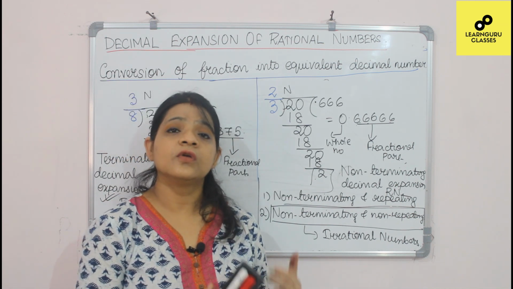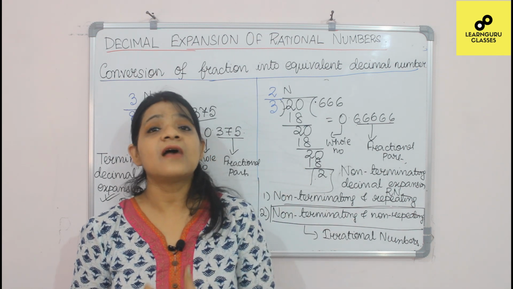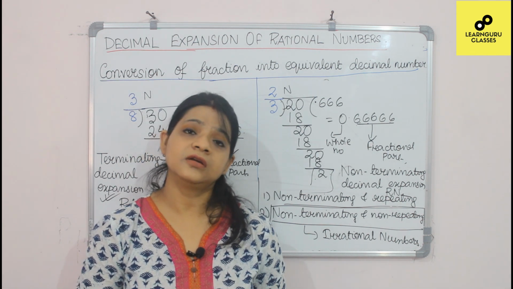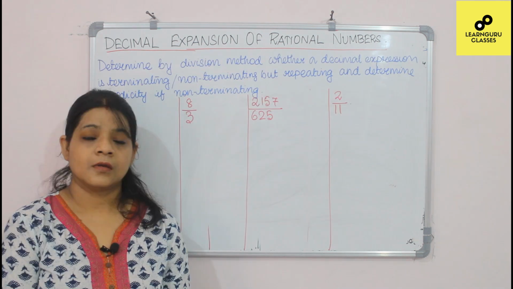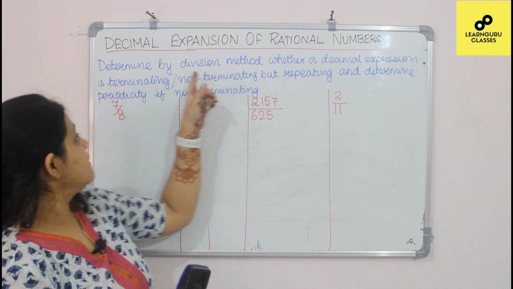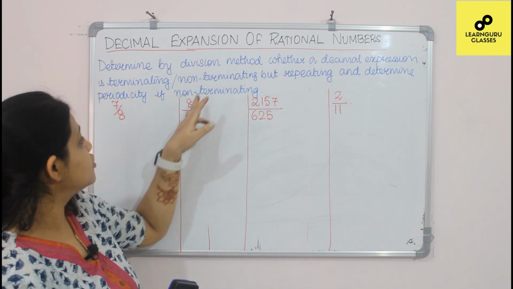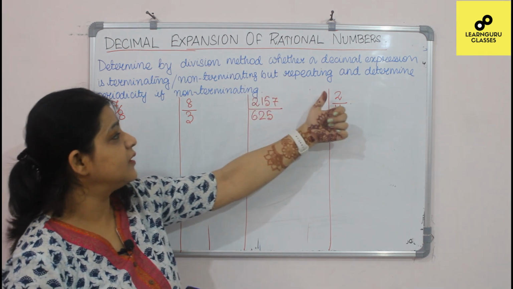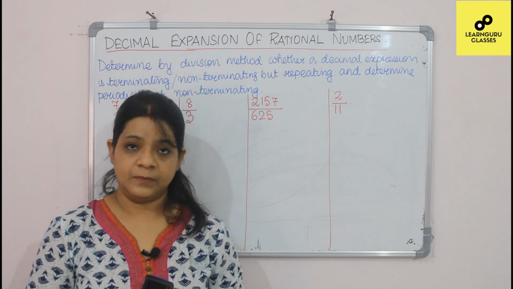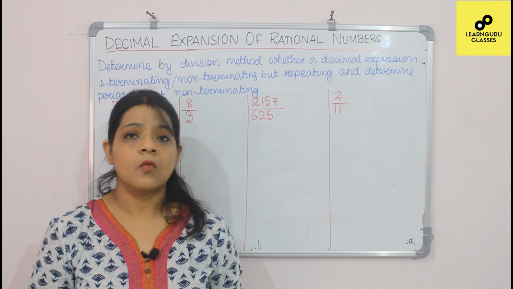Next we are going to take some examples and identify which decimal expansions are terminating and which are non-terminating but repeating. The question is: determine by division method whether a decimal expansion is terminating or non-terminating but repeating, and determine the periodicity if repeating. Four problems are given, so let's solve them one by one.